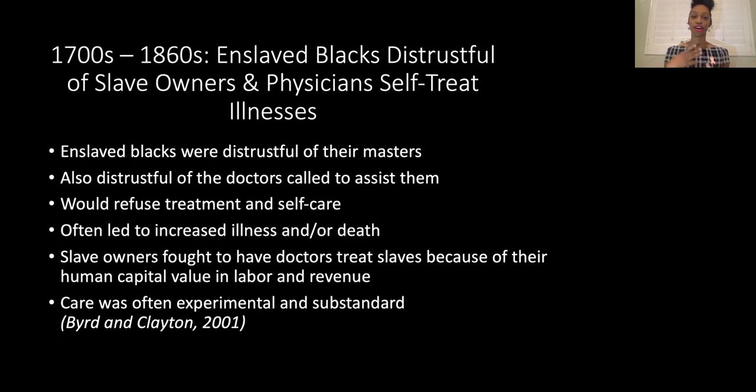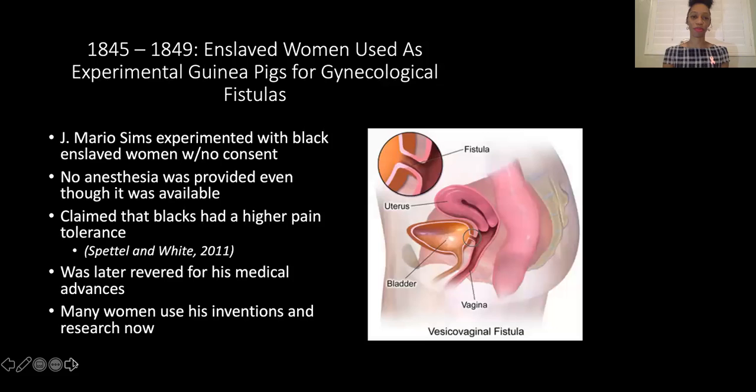The slave owners fought vehemently to be able to have their doctors treat the slaves because, of course, of their human capital value, and the South at that time was heavily agricultural, whereas the North was much more industrial. And so losing slaves was considered a huge loss of really equity and property, because the slaves were the ones that built up the property and harvested the crops. So they wanted to protect their investment. Having said that, the care that was received was greatly experimental much of the time, and we're going to get to that in a moment.